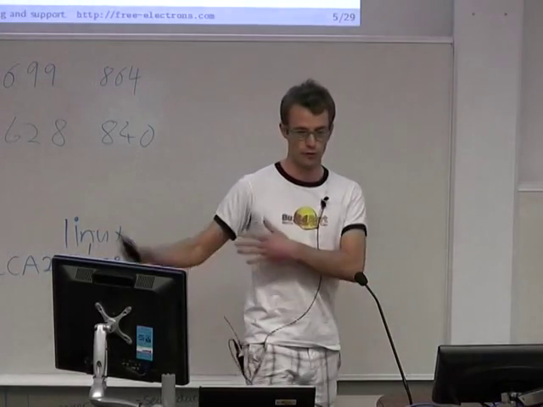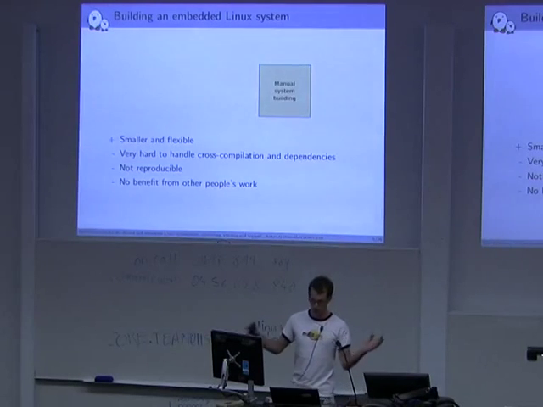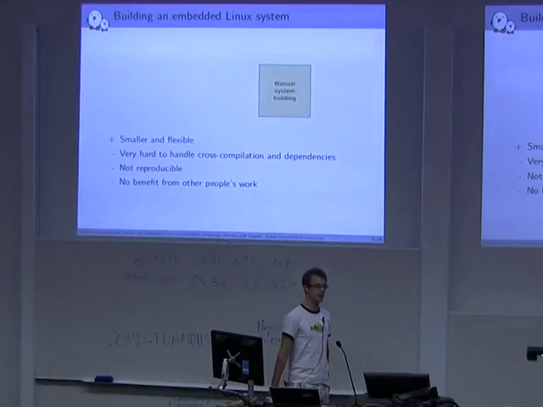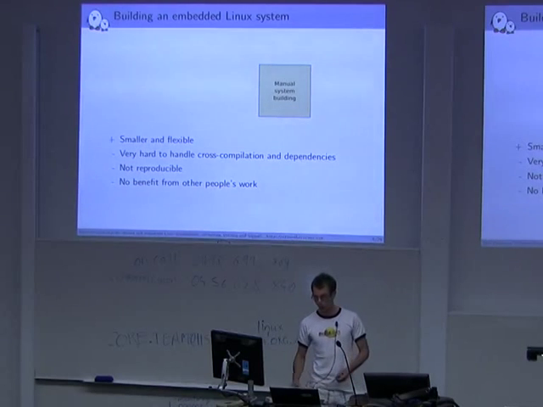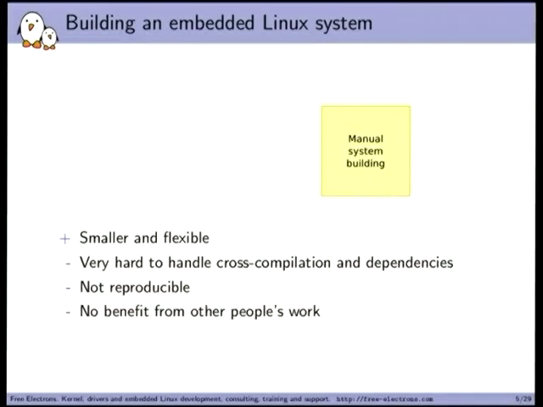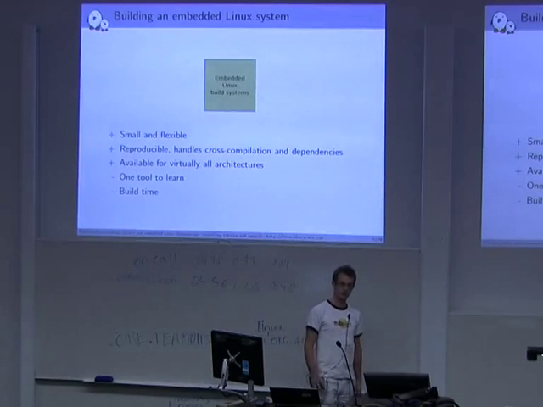The other approach, on the other side of the spectrum, is to build everything manually from scratch. You take the source code for every component in your system, take the tarball, configure it, build it, install it, and do all of that. But it's quite hard because you are going to face cross-compilation issues, you'll have to resolve the dependency tree, and in the open source world we reuse a lot of things, so there are many libraries. It's not reproducible unless you take very clear notes of what you've done, and you don't benefit from other people's work. So there's an intermediate solution that sits in between.